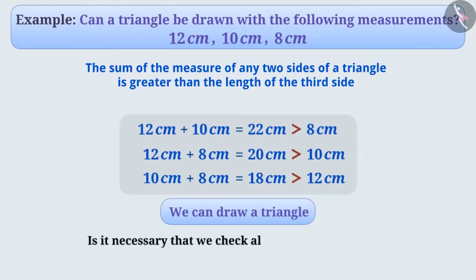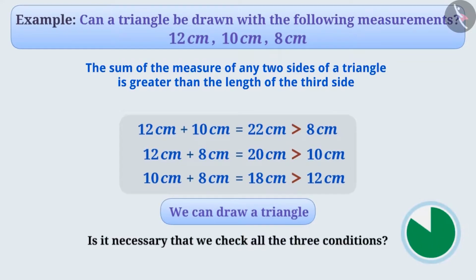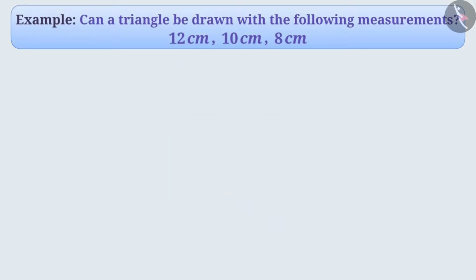Just think, to determine whether a triangle can or cannot be formed with the given lengths, is it necessary to check all the three conditions? Think for a while. Let me tell you, it's not necessary. If we add the lengths of the two shorter sides and compare it with the length of the largest side, we can find whether we will be able to form a triangle or not.